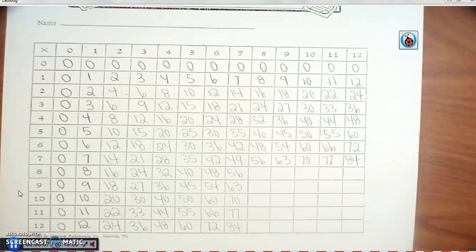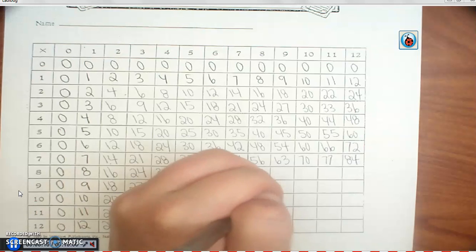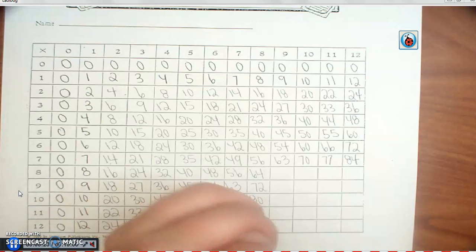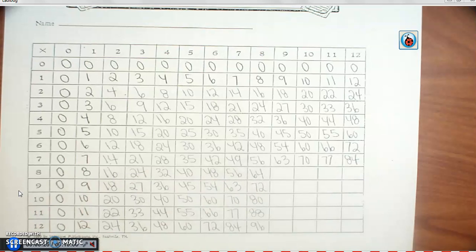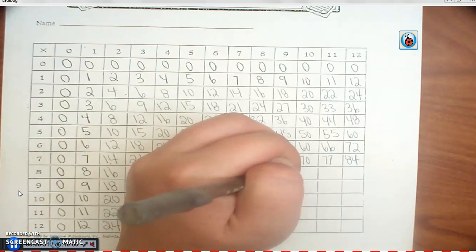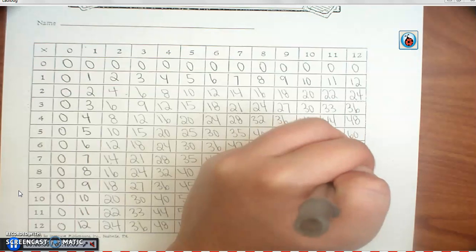Okay, my 8's. 8 times 8 is 64. 8 times 9, 72. 80. 88. Okay, and this one again, I can add 12 to 84, or I can add 8 to 88. Either way, I get 96. Okay, I'm going to do my 8's the other way because I just did them and they're fresh in my brain. 72, 80, 88, and 96.